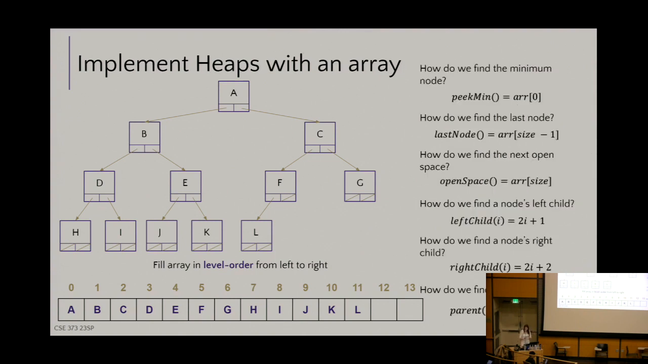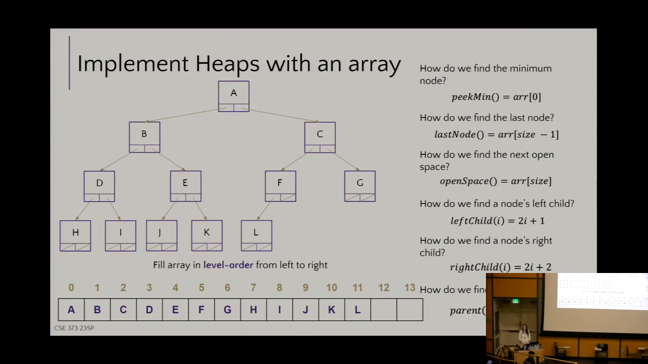Here are those magical equations. That's the word I'm looking for. So peek min, what's in the array at index 0? Great. Constant time lookup. But it was already constant time with the tree, right? We were just looking at the overall root. Now we look at index 0.